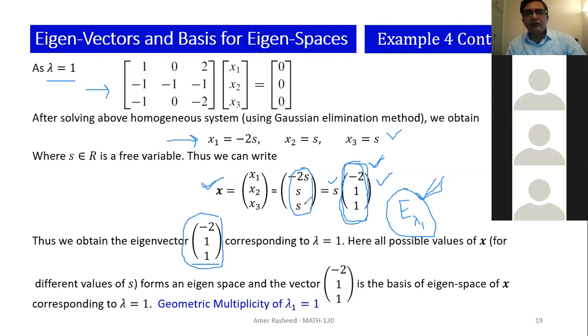And when we discussed the subspaces of R square and R cube, I told you all the straight lines passing through origin in R square, they are basically what? They are subspaces of R square and R cube. So this is a straight line passing through origin. So it is a vector space and it is also a subspace of R cube.